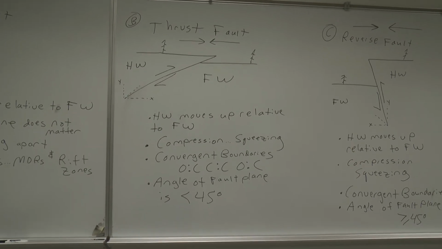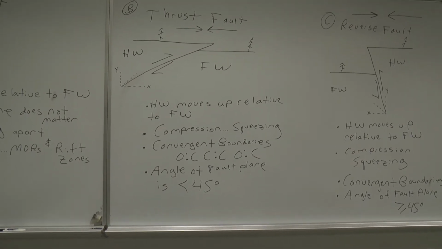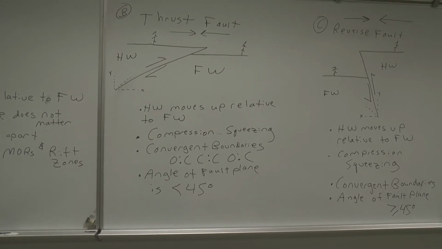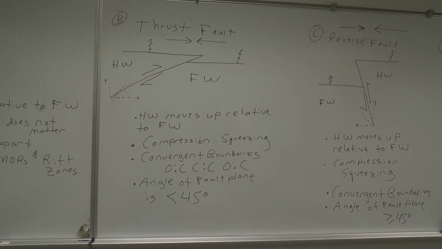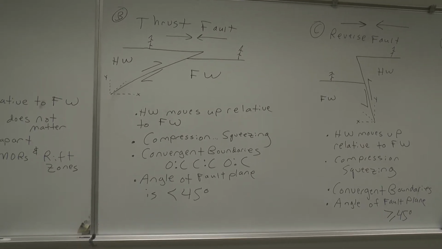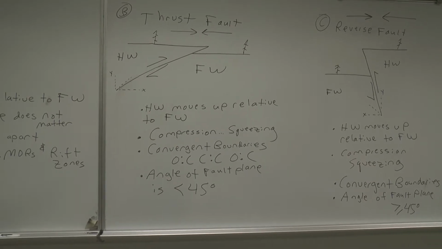So where do we find compression and squeezing on this planet? And the answer is convergent boundaries. Ocean to continent subduction zones, ocean to ocean subduction zones, and continent to continent collision zones. There is a typo on the board. I meant to have ocean to ocean in there instead of ocean and continent twice, but we're saying it verbally, so it's okay.